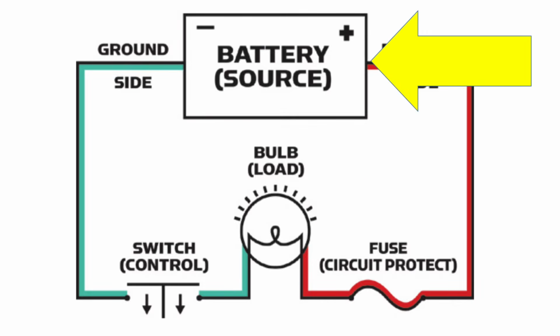Second is the source of electromotive potential or voltage. Without one, we can't get electrons moving. The battery is one source of voltage and the one I reference when reading a wiring diagram.